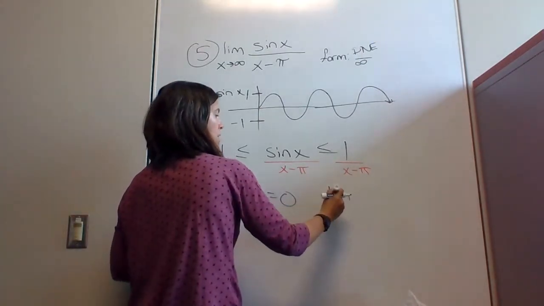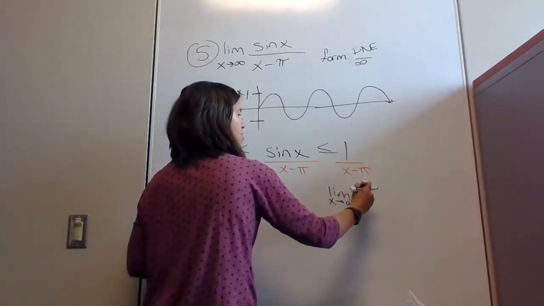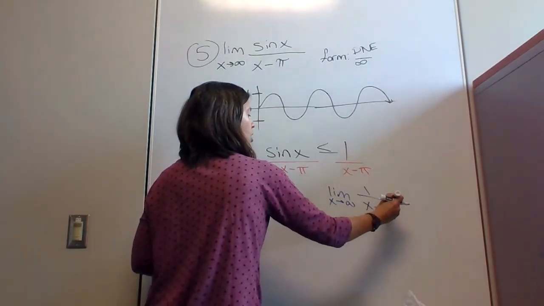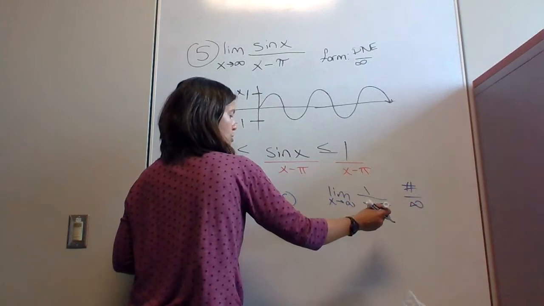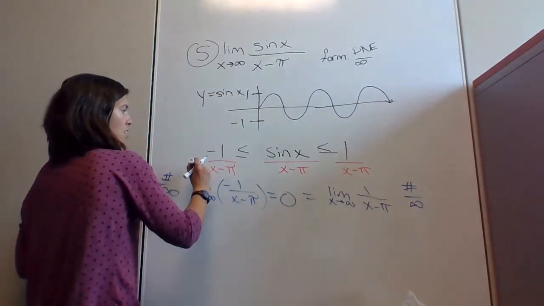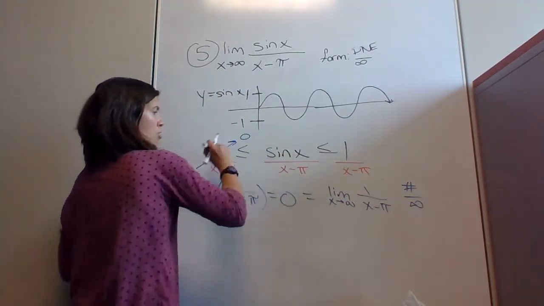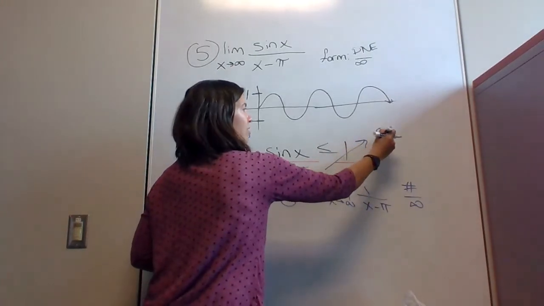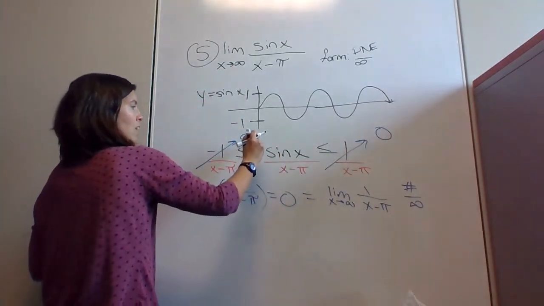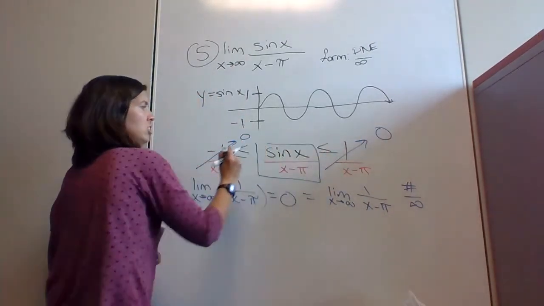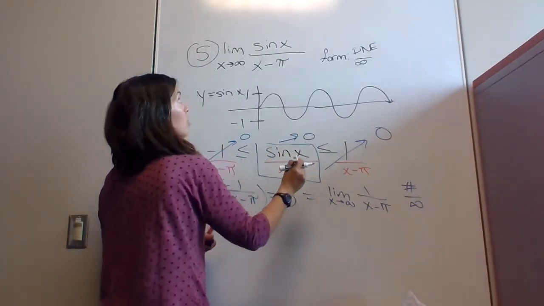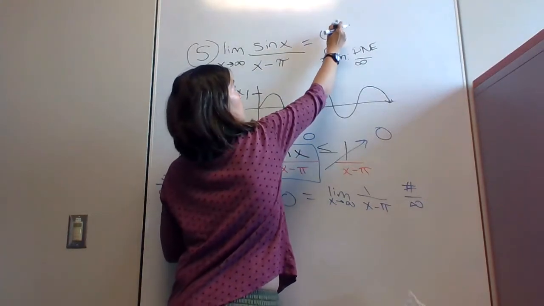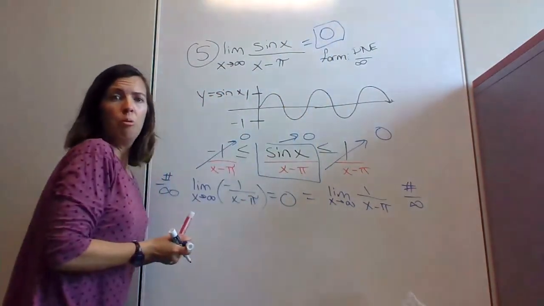Similarly, the limit as x approaches infinity of +1 over x minus pi also has the form some number over infinity. So that's also going to 0. Since this expression is approaching 0, and this expression is approaching 0, then the limit of the function trapped in between must also approach 0. And so the value of this limit right here is 0 by the squeeze theorem.